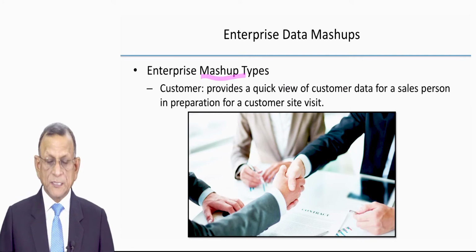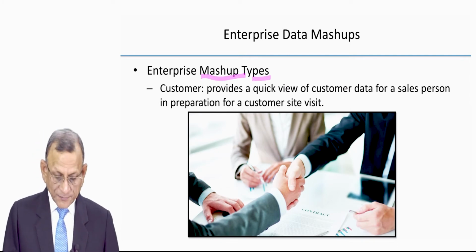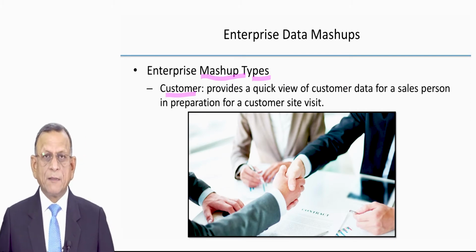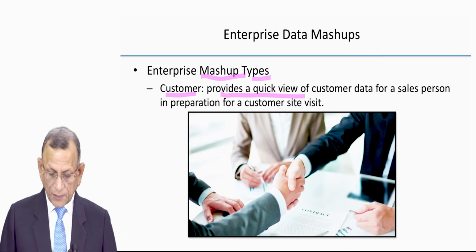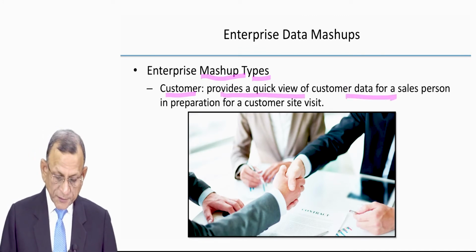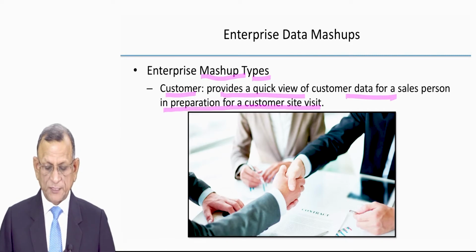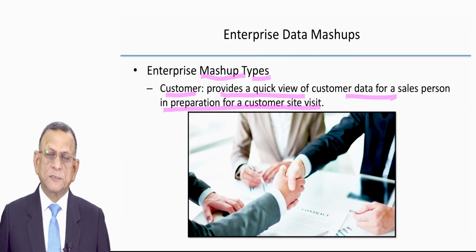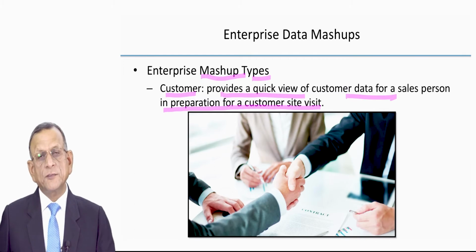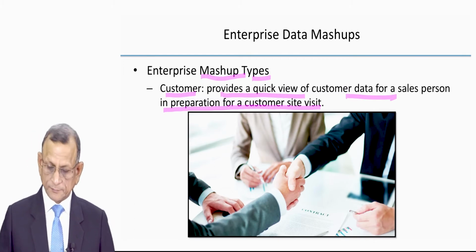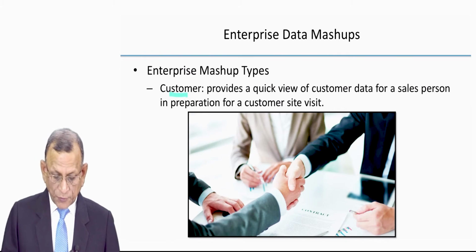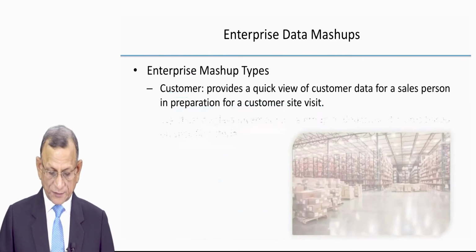We have various types of enterprise mashups, like customer. So, it is a customer data mashup. It provides a quick view of customer data to a salesperson in preparation for a customer site visit. I am trying to sell something. I am a salesperson. I am planning to visit a particular person. I want to know about that person. Customer data mashup will prepare me for the customer site visit.